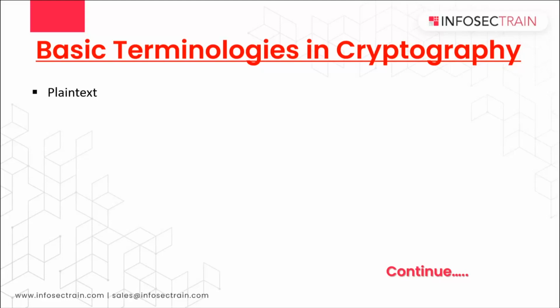Now, what is another terminology? Ciphertext refers to the encrypted message or data that is produced after applying a cryptographic algorithm. We'll talk about the different cryptographic algorithms later in this session. These are just the terminologies, so understand this. If you have the data, let's say hello, how are you, this is just the message you are sending to your friend.